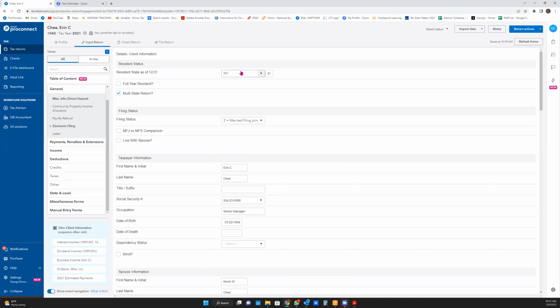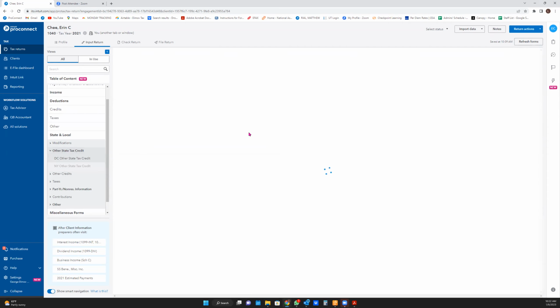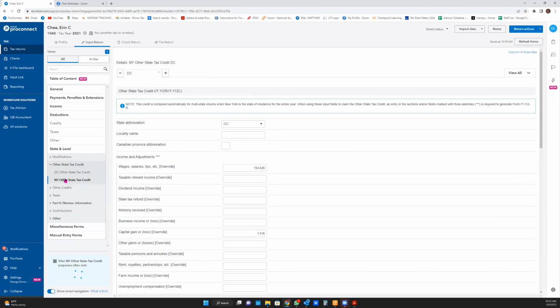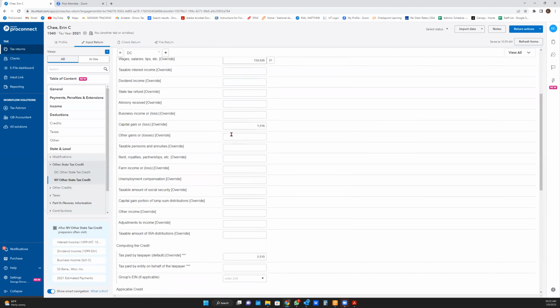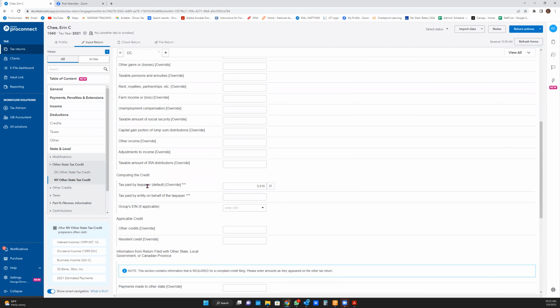So, okay, they were 12/31, New York, multi-state, but full year resident was not marked, okay? Since it's not marked, the system is not going to calculate for you. So we're going to go back into New York. Yet again, you would select here the credit to which state you want to give the credit to, okay? From which state we are given the credit. You would fill out exactly as it appears in the tax return of the state that you've selected. And then you would see tax paid by the taxpayer.